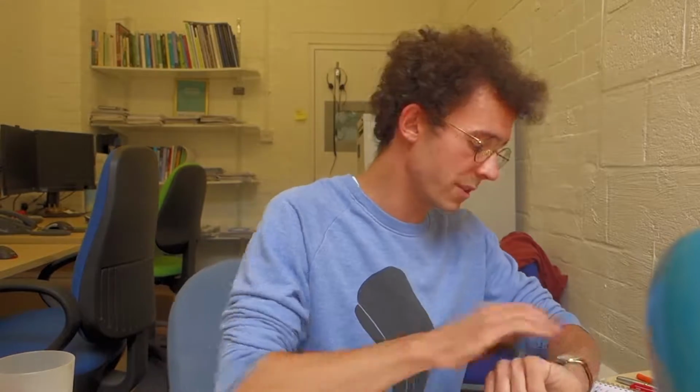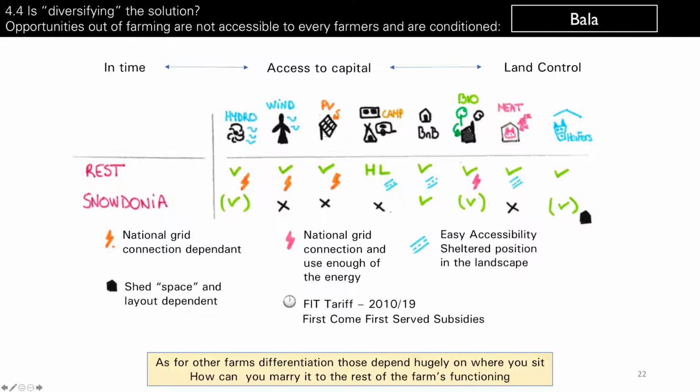Right. Is diversifying the solution to deal with it? I would just like to say that it's very difficult to diversify, and a lot of the opportunities are limited, linked to where you are, when you do it, and how you have access to capital. For example, a tenant farmer might have difficulty getting access to capital or getting the agreement of his landlord to start a poultry unit or a pig shed. On the flip side, for hydro, you need all the land control on the chute, from the top to the bottom. Otherwise, you might get into trouble.